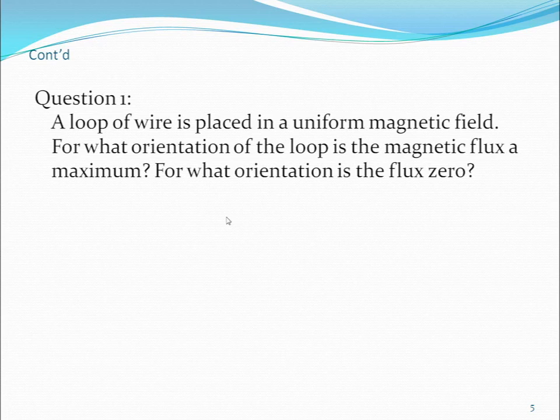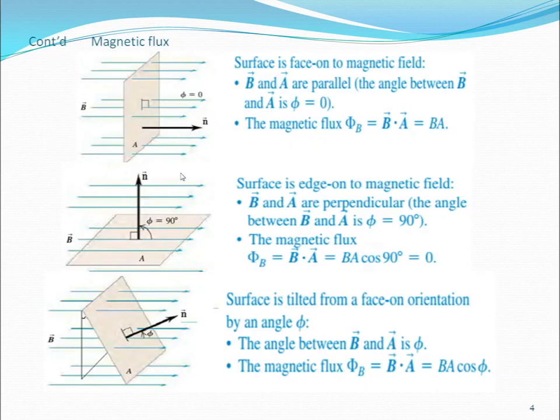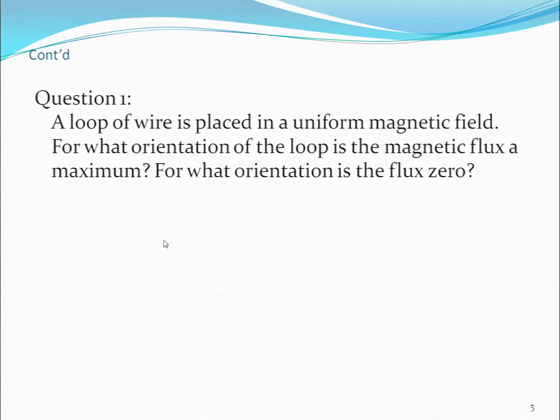If the area is held perpendicular to the magnetic field, the n vector and the B will be in the same direction and maximum flux will be obtained. But if the surface is parallel to the magnetic field, the angle will be 90 degrees and we get zero flux.